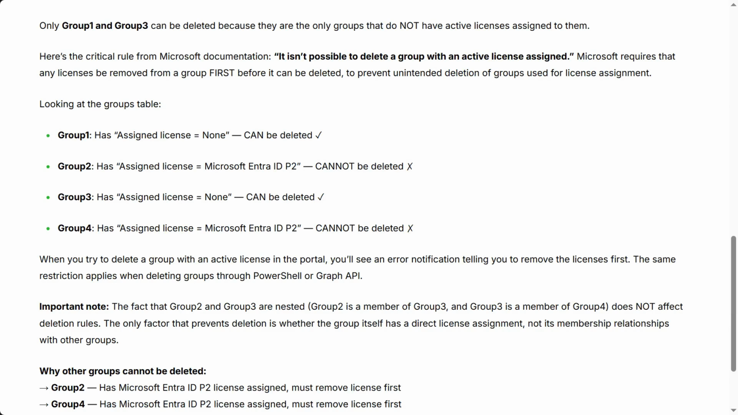When you try to delete a group with an active license in the portal, you'll see an error notification telling you to remove the licenses first. The same restriction applies when deleting groups through PowerShell or Graph API.